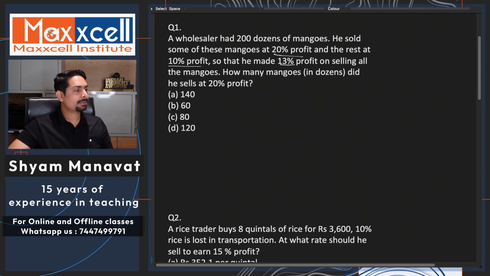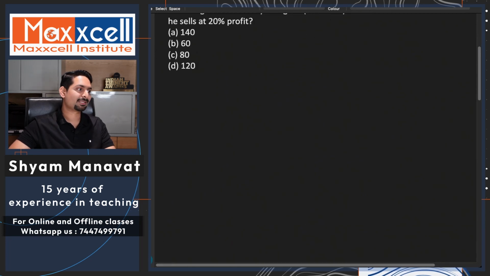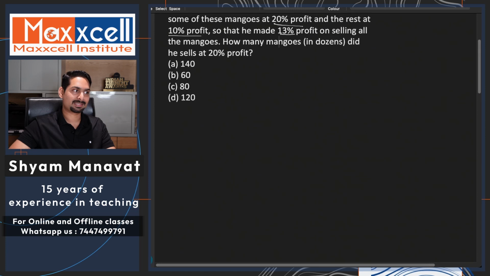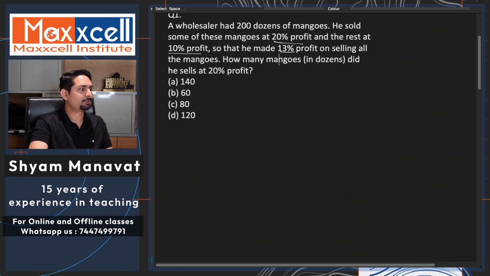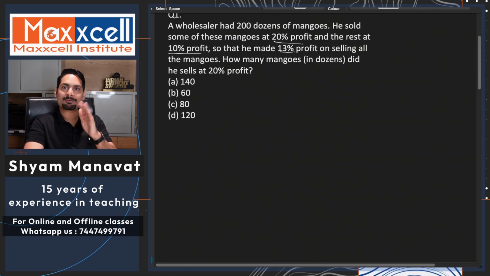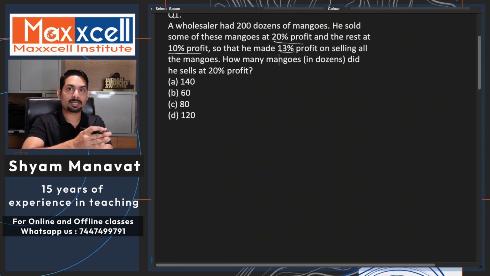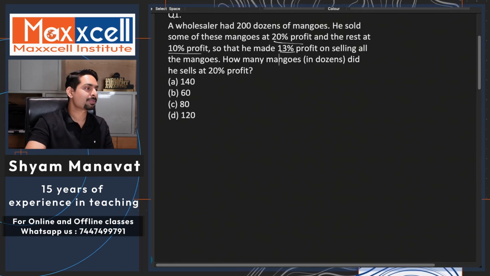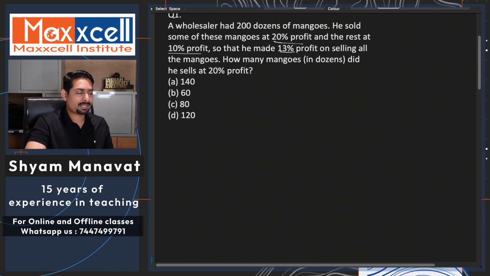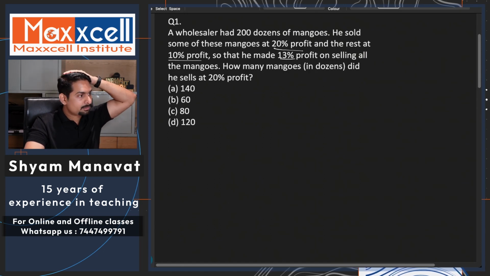Now, first of all, in a question you need to understand whether the units are the same or not, and you can see the units are the same, they are talking about dozens throughout. So we don't have to convert 1 dozen equal to 12, or work out what 200 dozens means. We don't have to get into that complexity. That's the good part. So first look at the units. Units have to be the same.